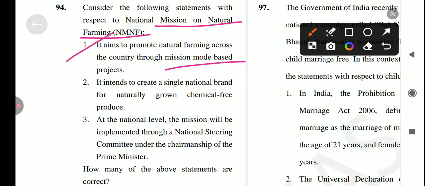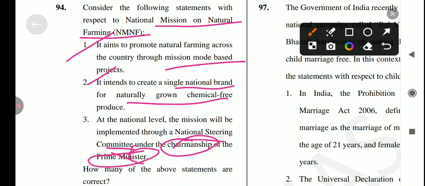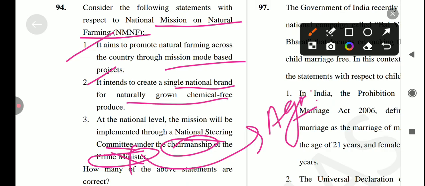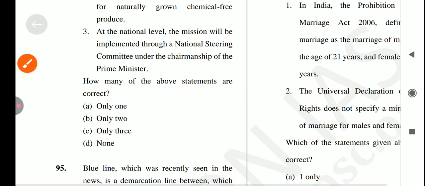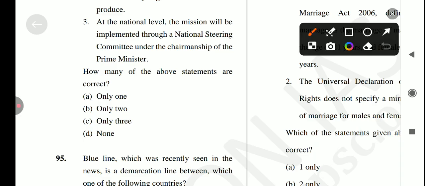Next, it intends to create a single national brand for naturally grown, chemical-free produce. Yes, it's also correct. Next, at the national level the mission will be implemented through the National Steering Committee under the chairmanship of the Prime Minister. No, it's not a correct statement, because it will be the agriculture minister, not the prime minister. So statement three is incorrect. So the answer for this question is option B. Only 2 is the correct answer.